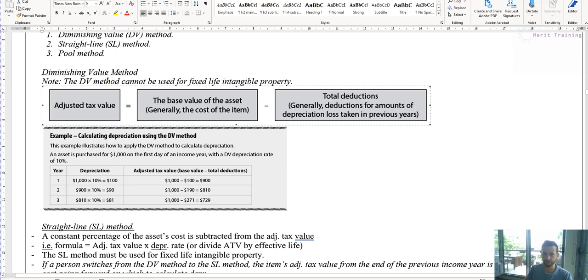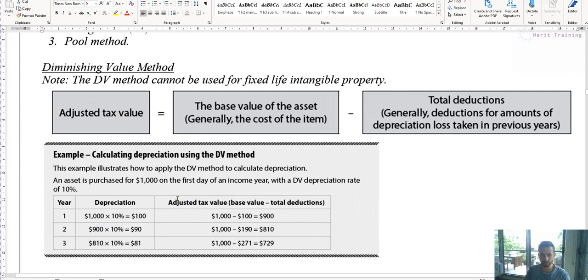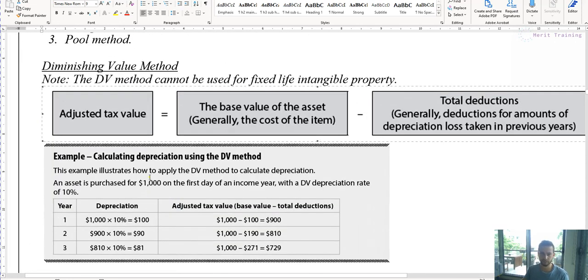So the ATV is calculated as the base value of the asset, i.e. the cost. If we're in year one, it's just going to be whatever you paid for it, and any other costs to bring it up to the current state as per the section we went through on cost calculation, less deductions. So generally deductions for the amount of depreciation loss taken in previous years. So it's basically whatever the deduction is for depreciation expense for the current year, or if you're in year 2, you basically take last year's adjusted value less depreciation for the current year. So here's a good example to see how this calculation works.